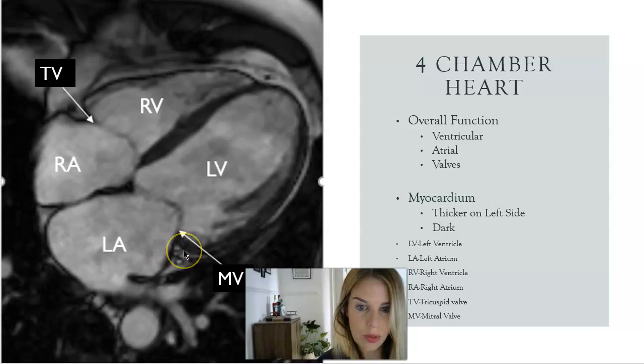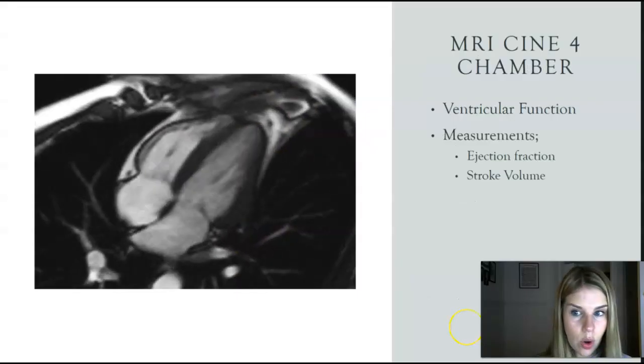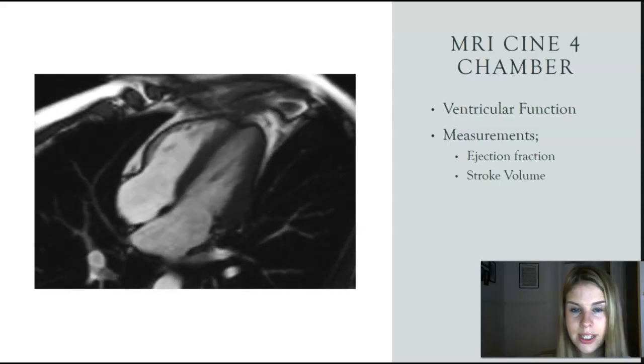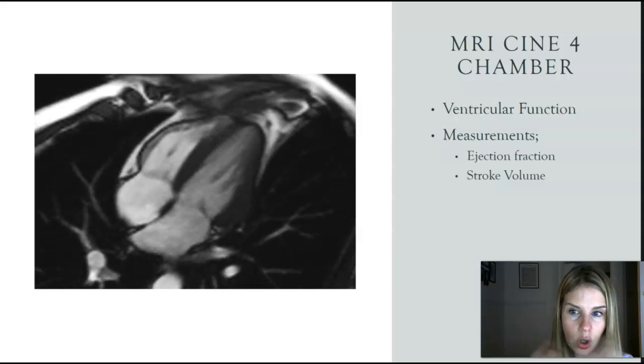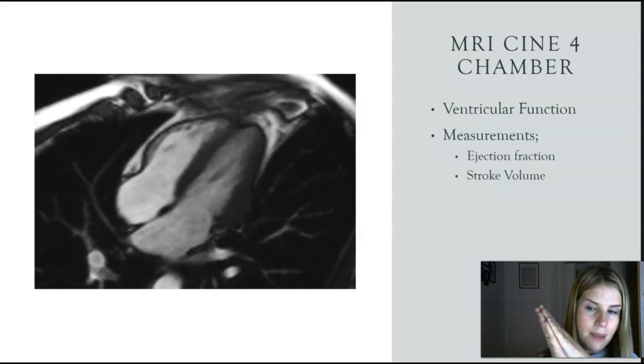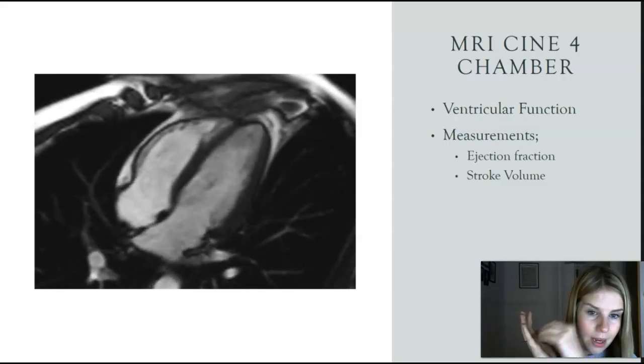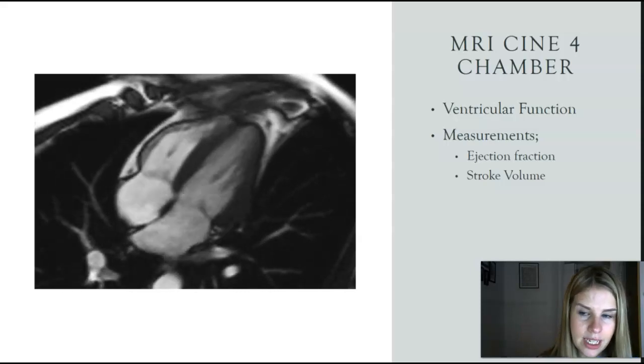Okay, so familiarise yourself with this image. Make sure you can identify the right ventricle, the right atrium, the tricuspid valve, left atrium, left ventricle, the mitral valve, and also the myocardium coming around in the black outline. Cine, so it's almost like a little mini movie. You remember cine sounds like cinema, so it's like a small movie. It's basically lots of slices put together and played back and forth to give us this movie.